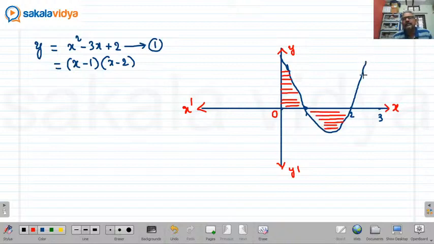Next, wait 1 minute. The curve will be like this. Then this is 3. Now we need to find this area also. See, above the x-axis is positive, below the x-axis is negative. You need to remember. Here we need to take negative, but here we need to take positive.